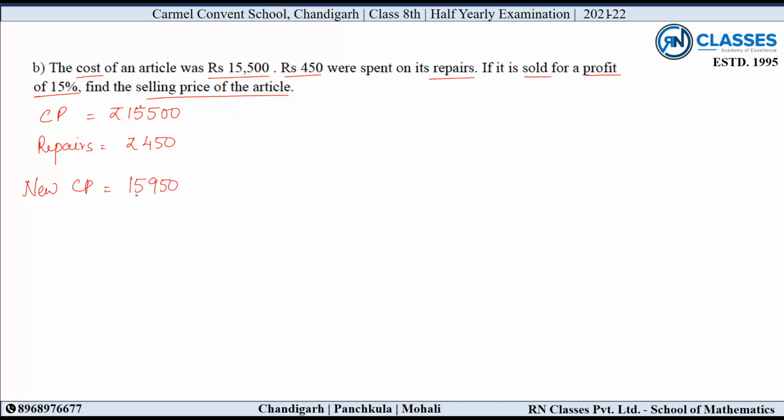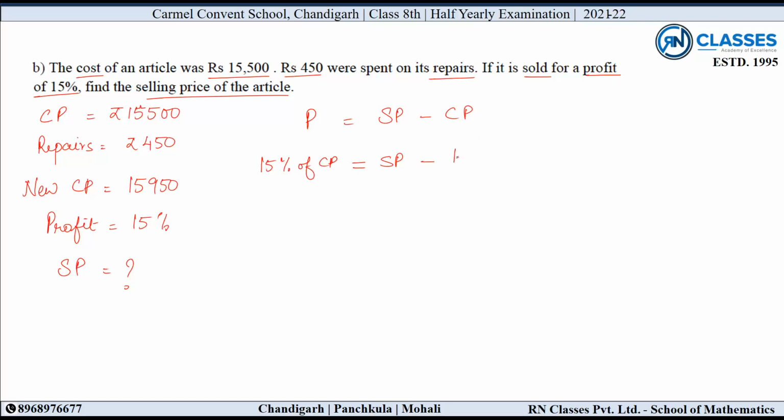15,950. Right, if we sold at a profit of 15%, we just need the selling price. Selling price is needed. That's it. So profit is equal to selling price minus cost price. Right? So profit is 15%. 15% of what? Of cost price. Is equal to selling price that we have to find.